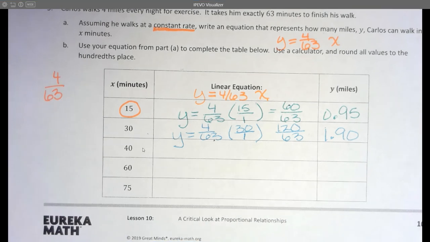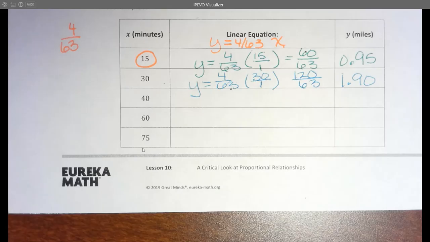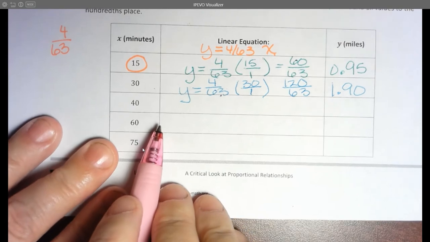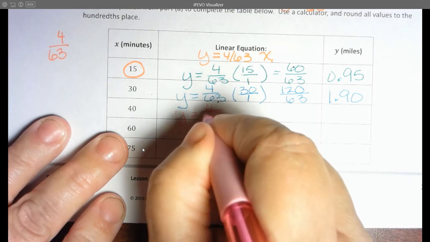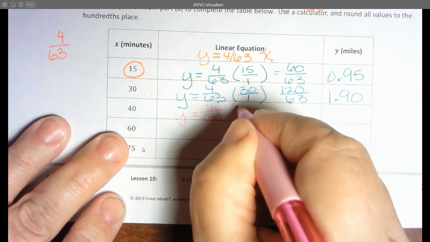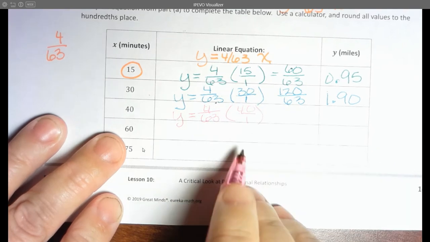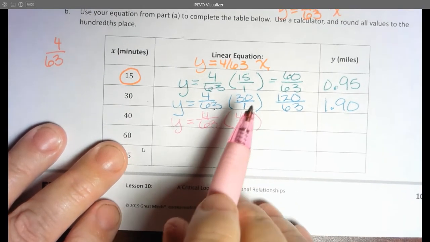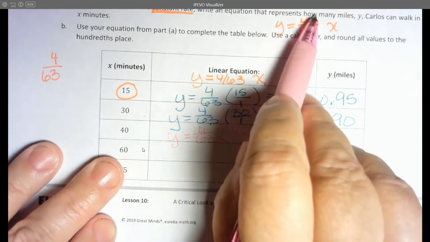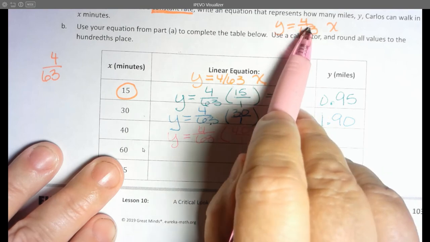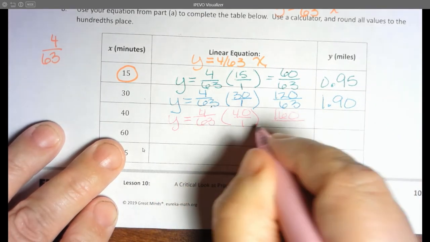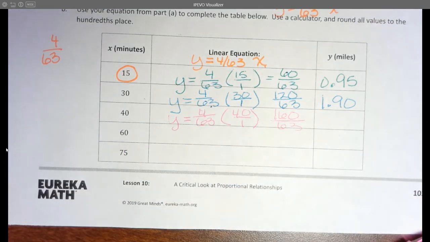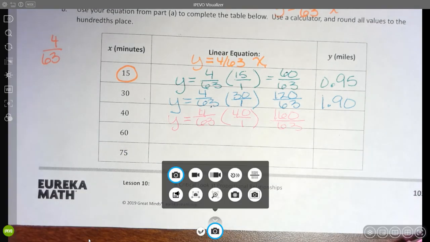The next one, if x is 40, we're going to get y equals 4 over 63 times 40. I'm going to make that over 1 so we can do our multiplication. Remember, we came up with our equation because this is our constant speed. So y equals 4 over 63x. So now we're multiplying this. 4 times 40 is 160. 63 times 1 is 63.